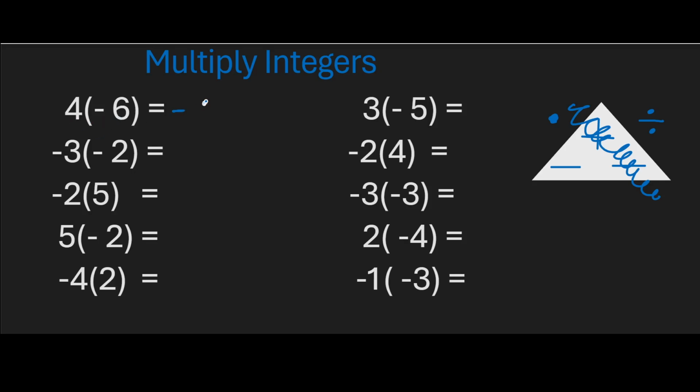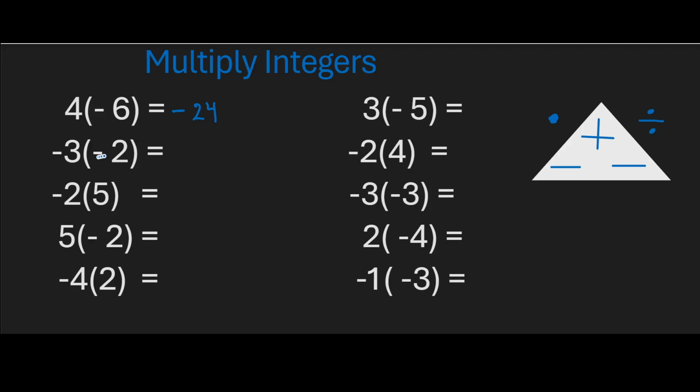Now that you know that the answer is gonna be negative, then multiply the two numbers. 6 times 4, the answer should be 24. So that means that the answer is gonna be negative 24. Okay, that's how you know if the answer is gonna be positive or negative. Now, look at the next one.